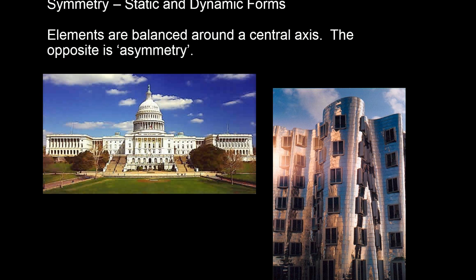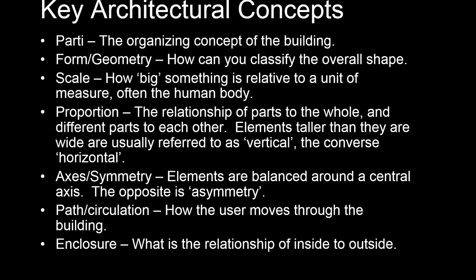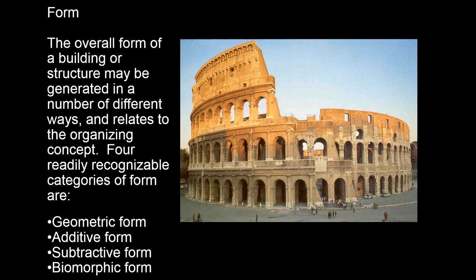I'm going to back up for just a moment to this stuff here. If you didn't take notes on this, it's important that you quickly jot these things down. Otherwise, as we go through the different parts of this lecture, you'll get lost. So just quickly write down partie, form, geometry, scale, proportion, axes, use an I instead of an E, path, circulation, and enclosure. Keep those to the side as a reference. We started with partie, then we went to symmetry. That was the second thing. And now we're on the third item, which is form.